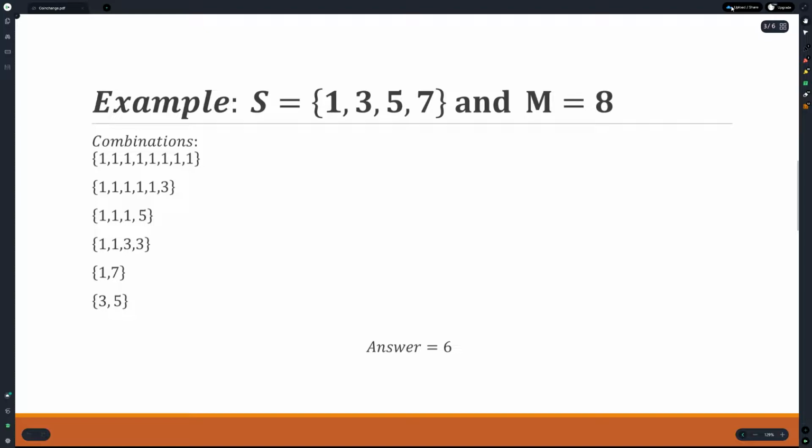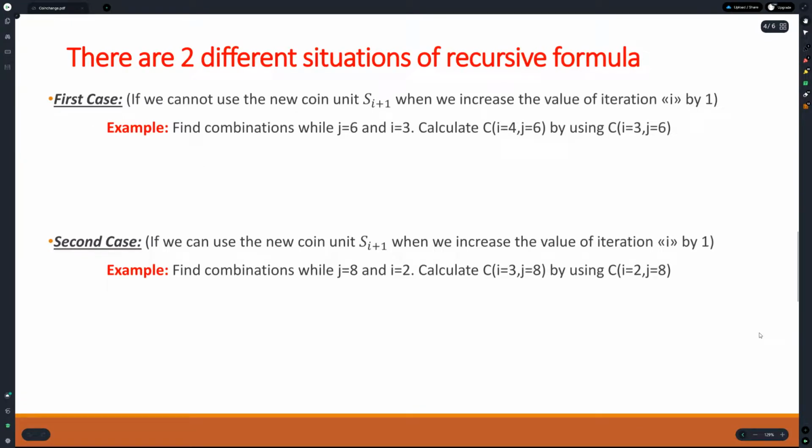If we use dynamic programming, we should define a recursive function. To construct the recursive function, we have to reduce the problem to subproblems. To identify the subproblems, there are two different situations. In the first case, we cannot use the new coin unit, I plus 1, when we increase the value of iteration I by 1. I is the iteration of coins.